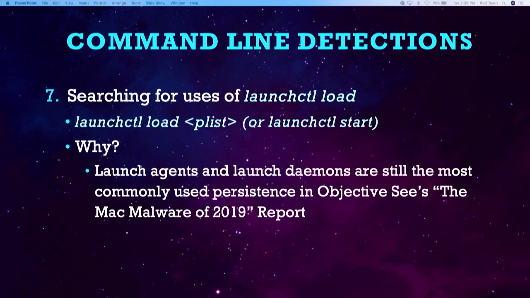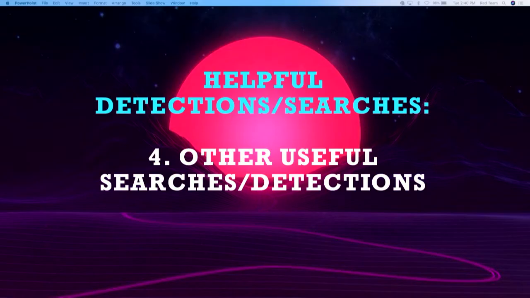Another one from the command line, launchctl load. This is a way to load a plist for persistence. Common methods for persistence on macOS are typically launch agents and launch daemons. Patrick Wardle's Mac Malware of 2019 report, where he highlighted different samples that they actually saw in the wild, pointed to that. Most of the persistence there was using launch agents and launch daemons. So that's one common way that those are loaded for persistence.